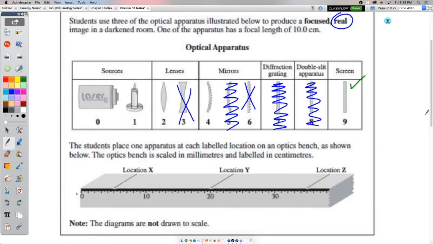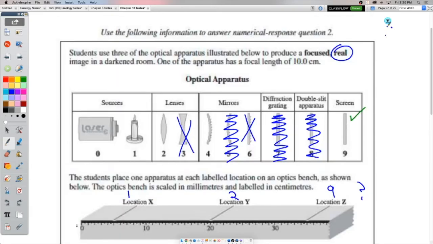So how are we going to do that? Well, let's just think, okay? Let's say we put the candle at location X, well, then we would have to put the lens at location Y and the screen at location Z, okay? So let's just write this in to think about it. If we did 1 candle there so that the light could leave, go through the lens, and maybe get focused at 9, will that work? Okay, we have to check. Would a real image be produced there? So checking for 1, 2, 9 as an okay answer.